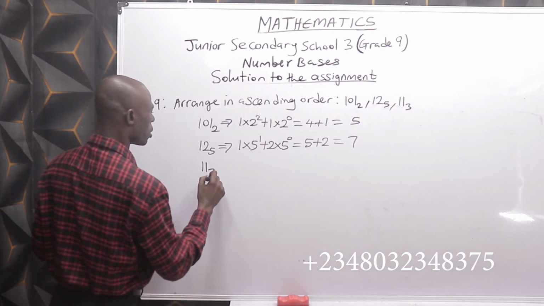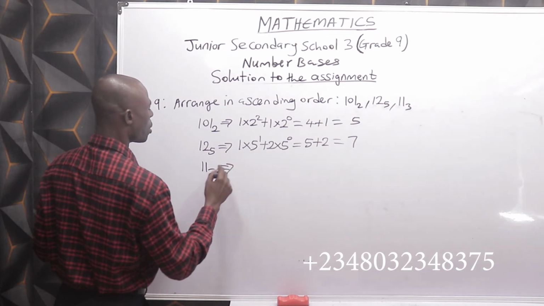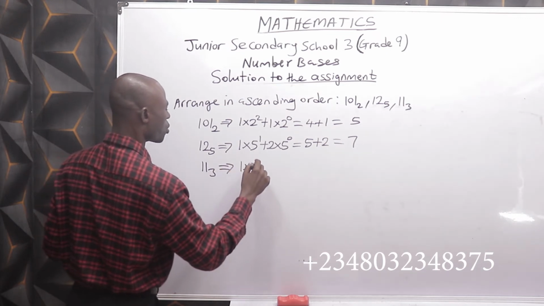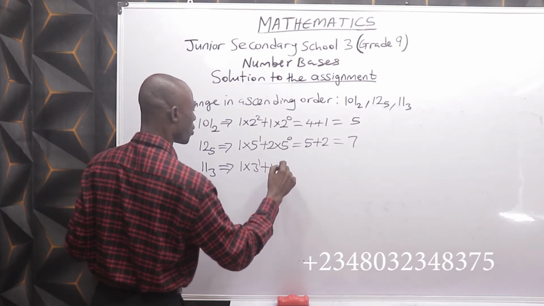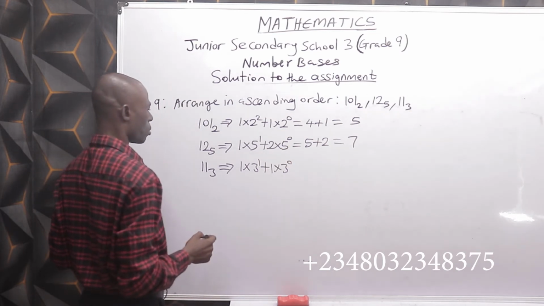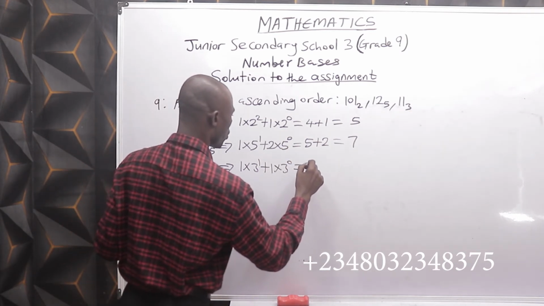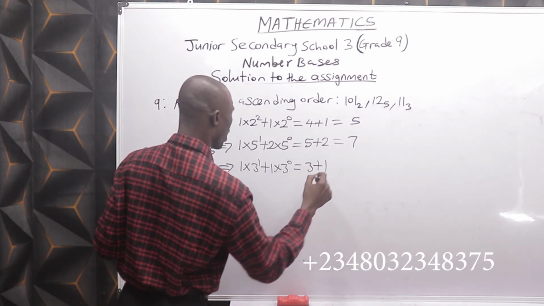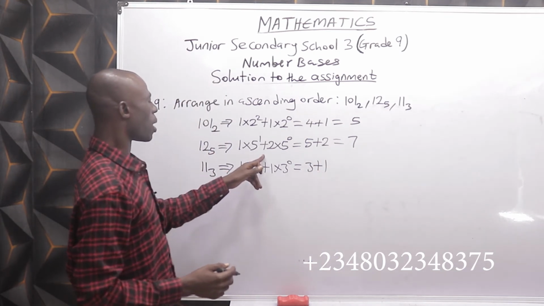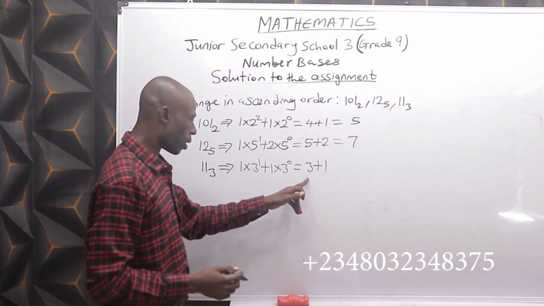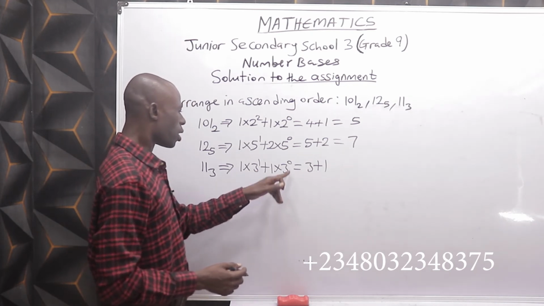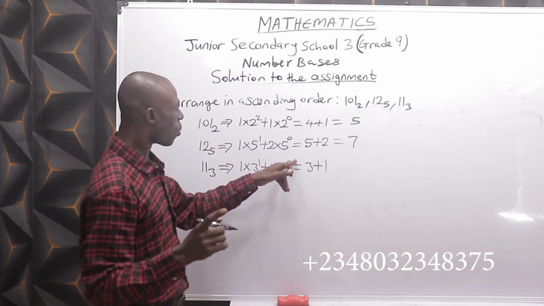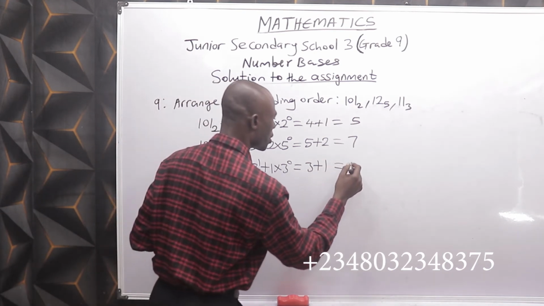The last one is 1 times 3 raised to power 1 plus 1 times 3 raised to power 0, which is 3 plus 1. 3 raised to power 1 is 3 times 1, that's 3, plus 3 raised to power 0 is 1, 1 times 1 is 1, and that is 4.